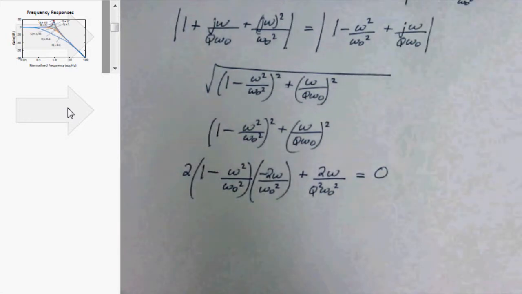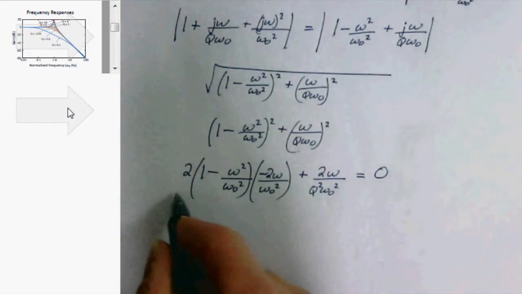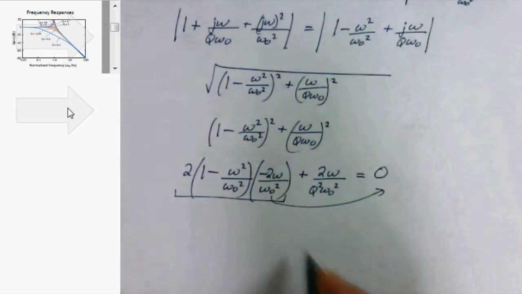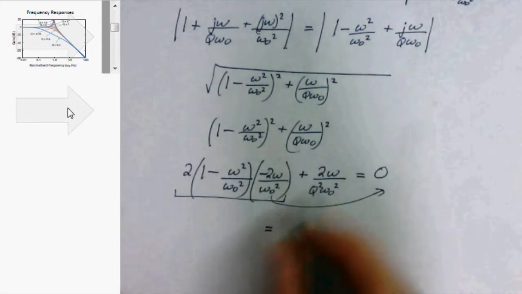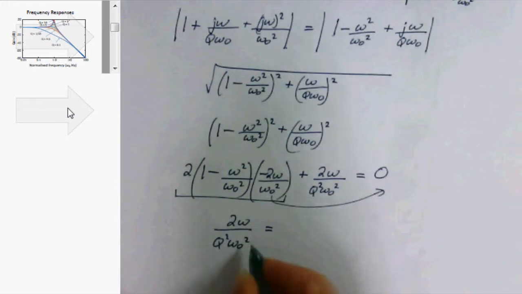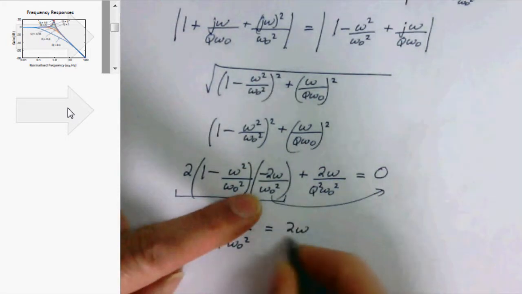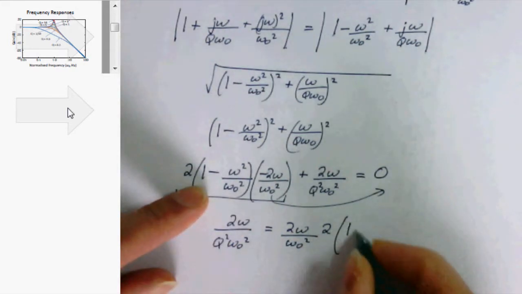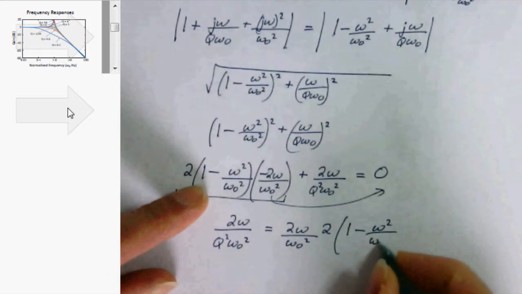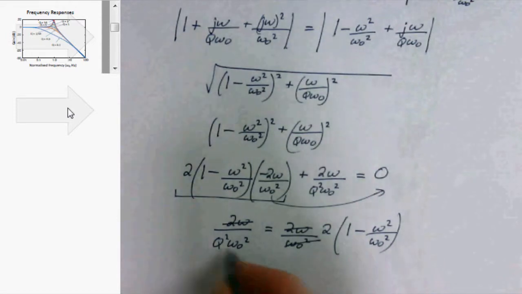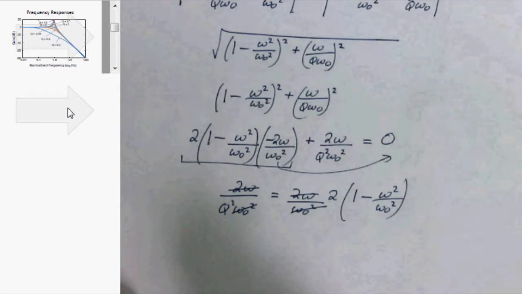Right, next step. Let's take this term here over to the other side of the equal sign, and that would give us 2 omega over Q squared omega naught squared equals 2 omega over omega naught squared times 2 times 1 minus omega squared over omega naught squared. And 2 omega cancels with 2 omega, omega naught squared cancels with omega naught squared. That's looking a little bit nicer.